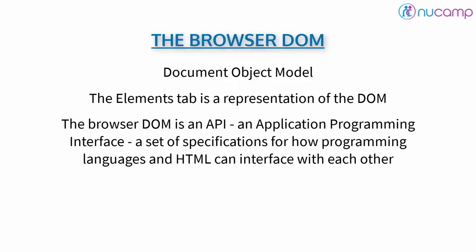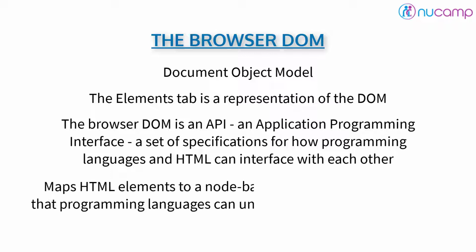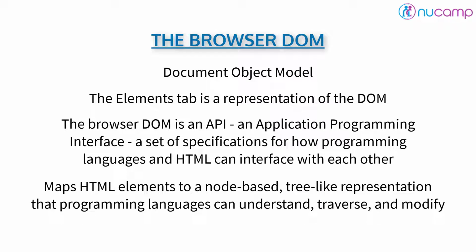The DOM is an API, an application programming interface. It's a set of specifications on how programming languages and HTML can interact with each other. It maps HTML elements to a node-based, tree-like representation of HTML behind the scenes, an interface that programming languages can easily understand, traverse, and modify.